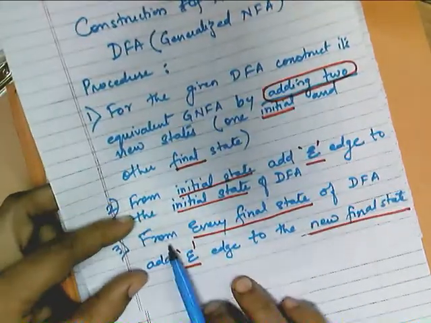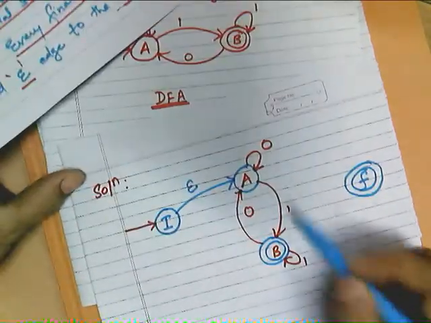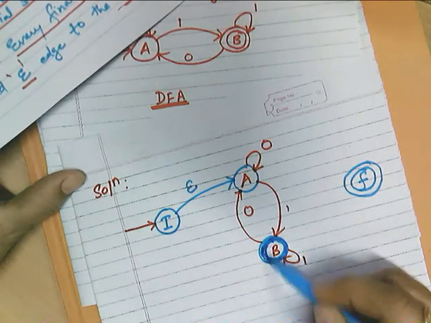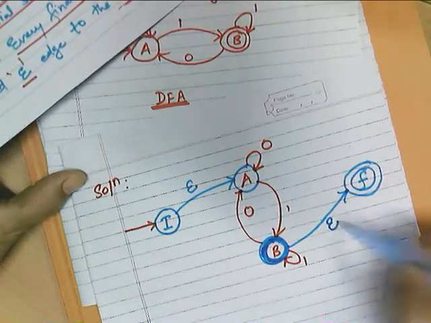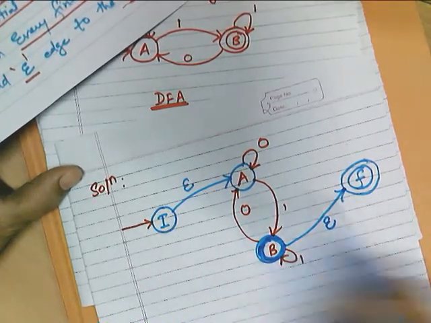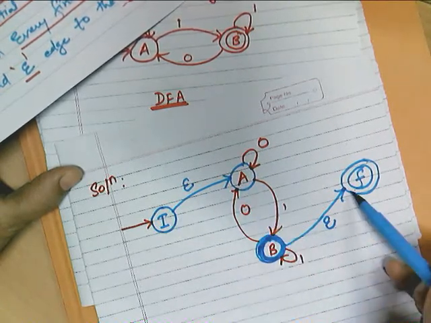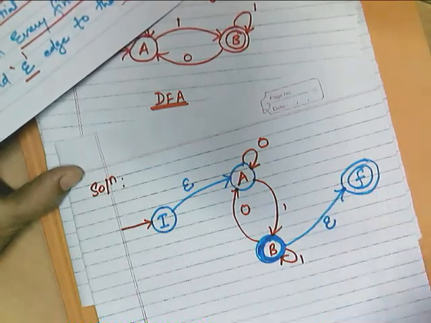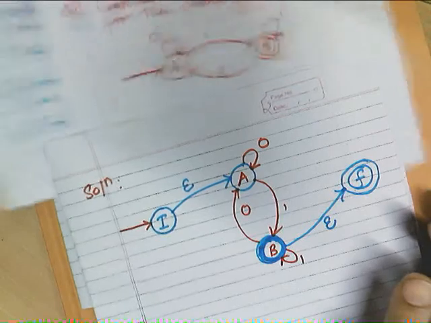Similarly, what is the next point? From every final state of DFA, add epsilon edge to the new final state. So this is my final state, it will not remain the final state now, it will remain a normal state, and this is my final state. So an edge with this epsilon will be added here. So with the first step we have added two states, with the second step we have done this transition, with the third step we have added this. If there are more final states, you have to have all those transitions to that single final state. Now the next step, which is very important.